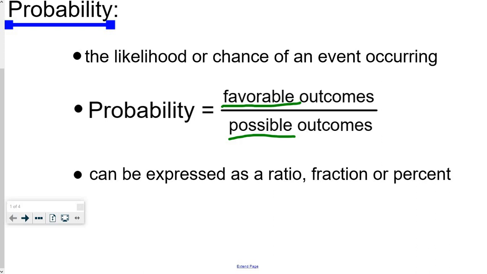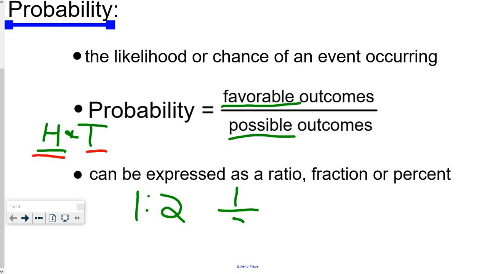So if we have a coin, we can flip it to heads and we can flip it to tails. Heads and tails. What are the chances that we get heads? Heads out of 2 possible outcomes. So the ratio would be 1 out of 2 possible outcomes. We can also express this as a fraction, or as a percent. 1 divided by 2 equals 50%.